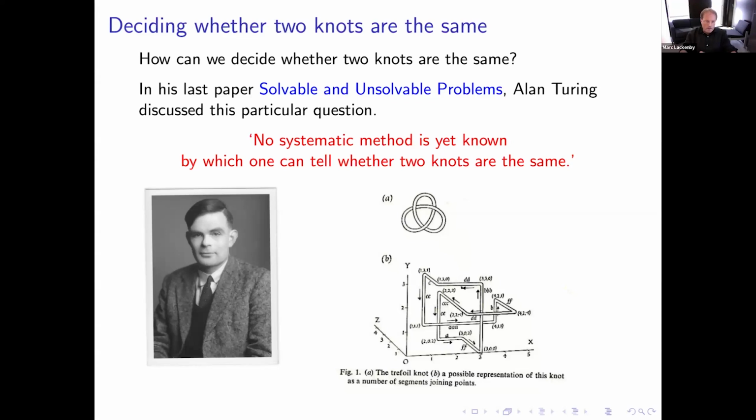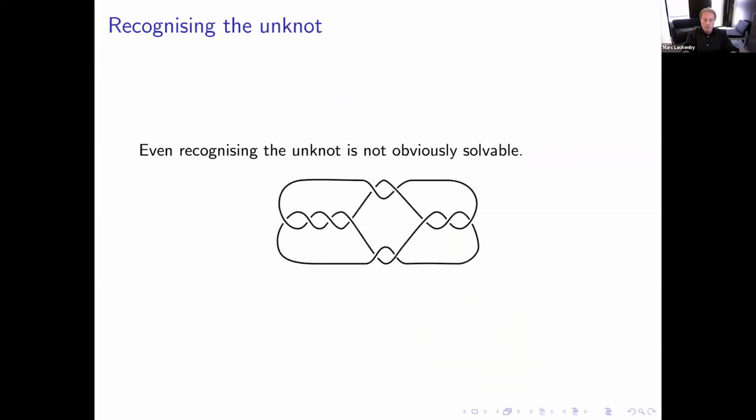But in classical knots, it turns out that it is solvable, and that's one of the things that I want to talk about today. Major progress on this was made by Haken, and I'll talk about his work in just a second. But there's an interesting special case, which is, can you even recognize the unknot? The unknot is the round circle in the plane, or any knot that's equivalent to it.